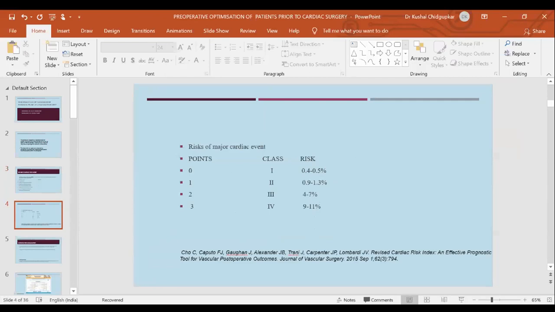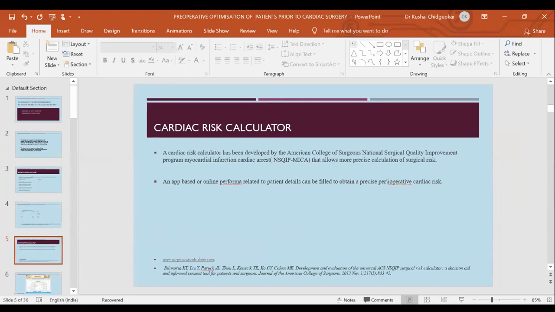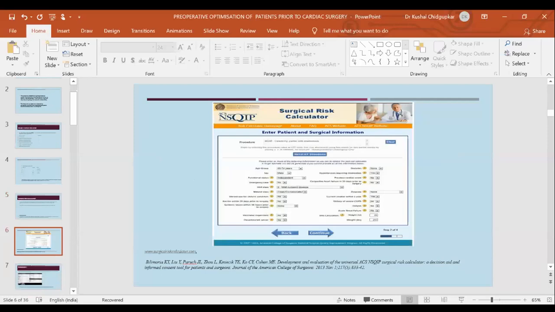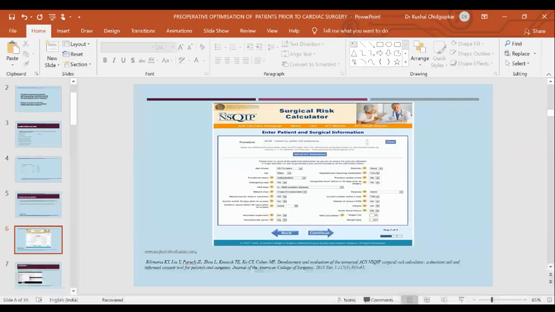The second one is a cardiac risk calculator. This is available online at www.surgicalriskcalculator.com. It's an app-based or online pro forma, where patient details can be filled in to obtain a precise perioperative cardiac risk. It is kind of this format. We have to fill in the details of the patient: the age group, the gender, the functional status, the emergency case, ASA status, and so on. And then, according to the points, we grade the severity of the associated cardiac complications.